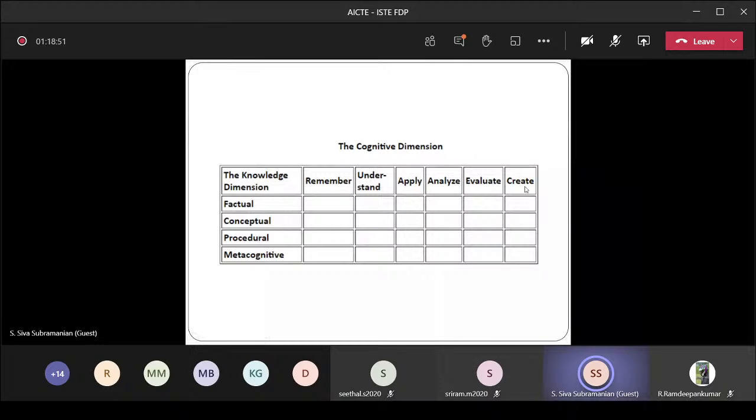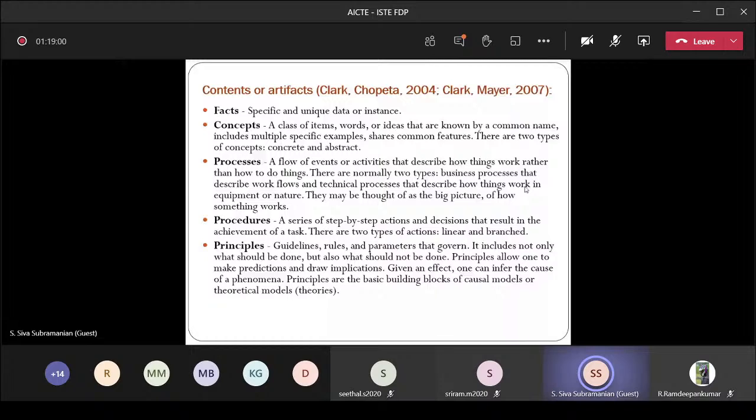Later, when Clark and Mayer and Chopeta worked on it in 2004 and 2007, they introduced 2 more contents into it, right? Namely, process and principles came into the picture, adding to the initial 4. Okay, now it is 7. So what is a process? It is something like one after the other, a flow of events, right? So this basically should be there in the minds of the individual. That is what they concluded.